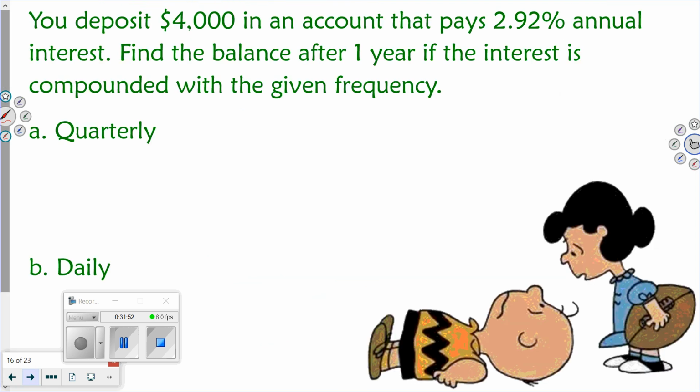All right, you deposit $4,000 in an account that pays 2.92% annual interest. Find the balance after 1 year if the interest is compounded with a given frequency. So you have quarterly and daily. Let me give you guys a minute and do both quarterly and daily. Okay?